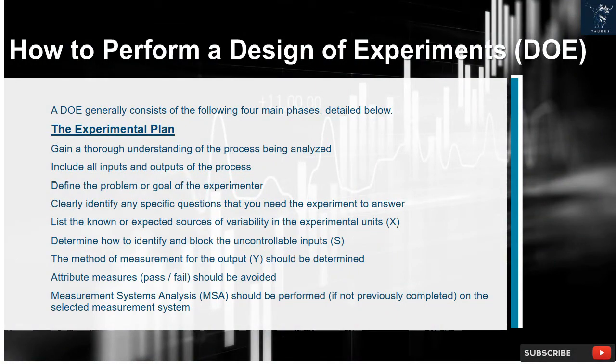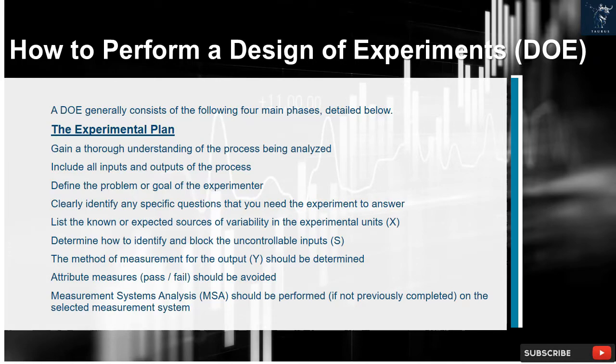How to perform a design of experiments. A DOE generally consists of the following four main phases, detailed below. The experimental plan. Gain a thorough understanding of the process being analyzed. Include all inputs and outputs of the process. Define the problem or goal of the experimenter. Clearly identify any specific questions that you need the experiment to answer. List the known or expected sources of variability in the experimental units, X's. Determine how to identify and block the uncontrollable inputs, X's.